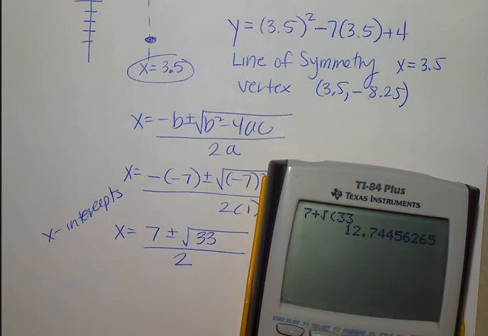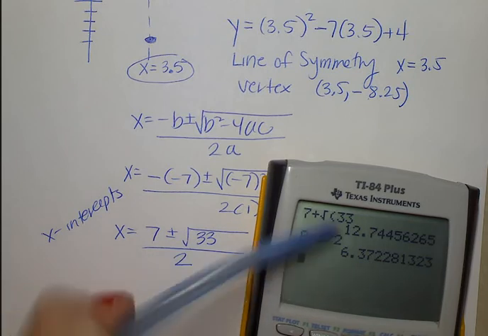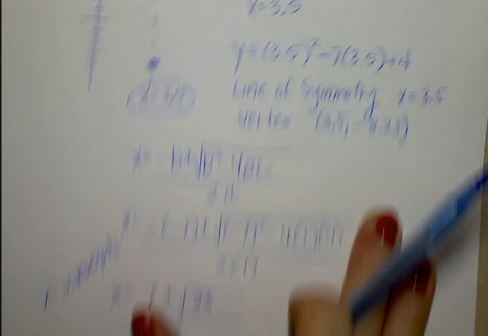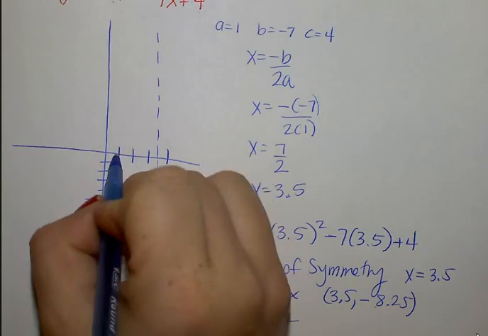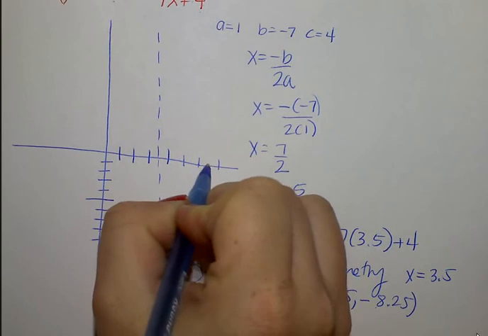Now divide by 2, and I'm going to approximate on the graph. So approximately 6.4. So I'm going to find 6.4 approximately. 1, 2, 3, 4, 5, 6, 7. So 6.4 right about here.